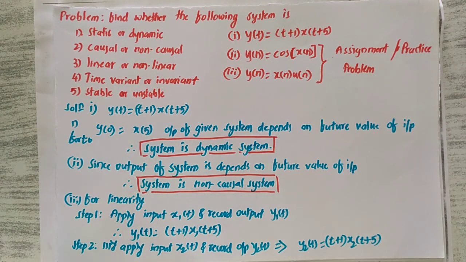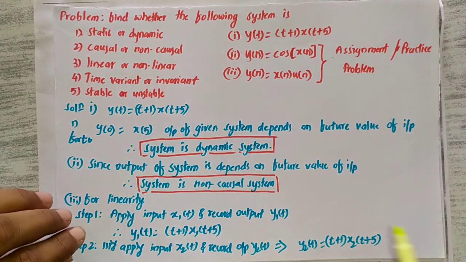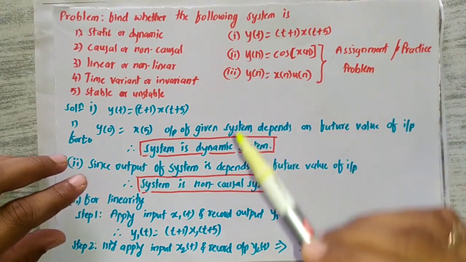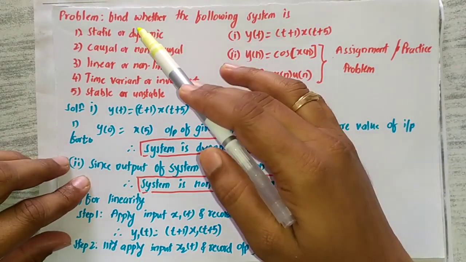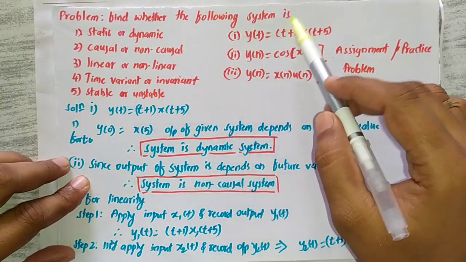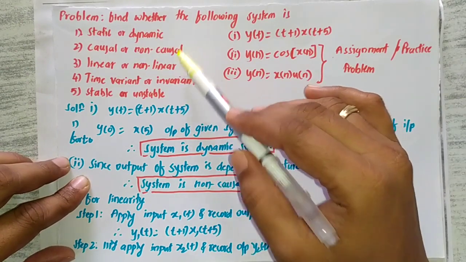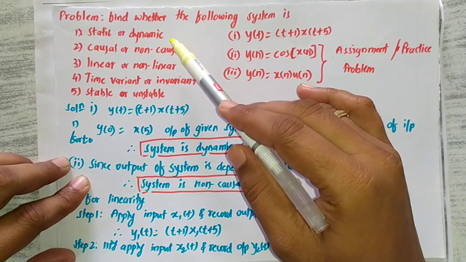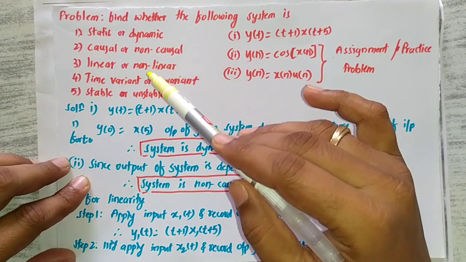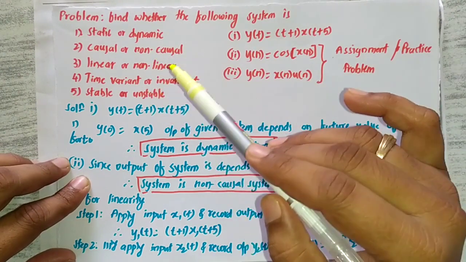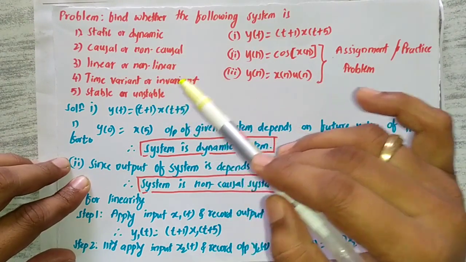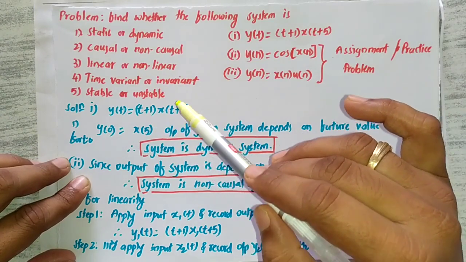So we will solve one problem based on this, which you can get in many university examinations. Here is the problem about the system. We need to find whether the system is static or dynamic, causal or non-causal, linear or non-linear, time invariant or variant, stable or unstable.